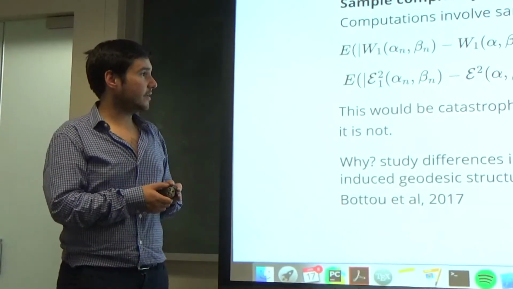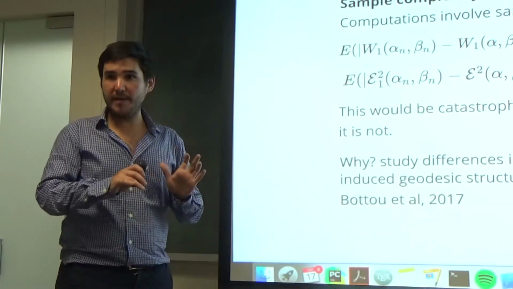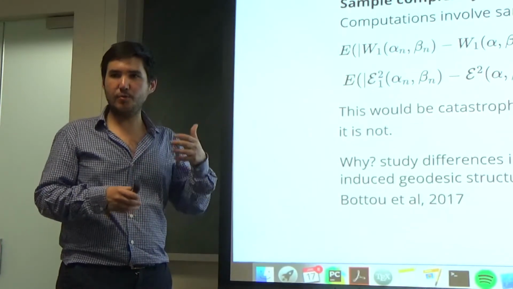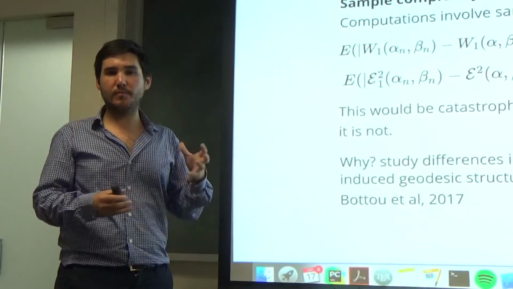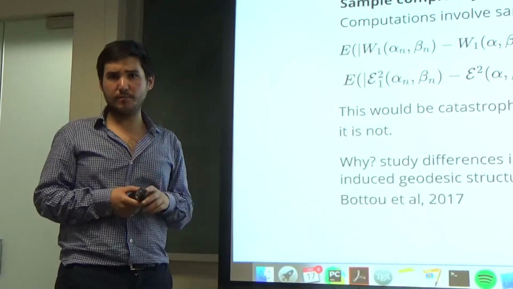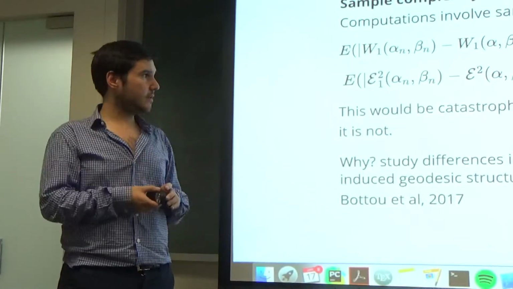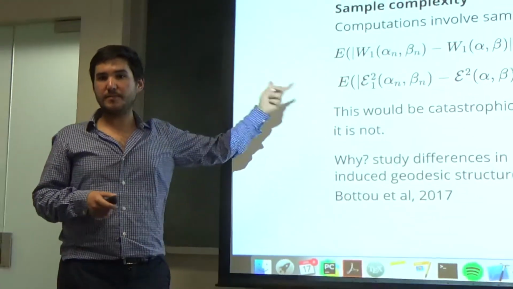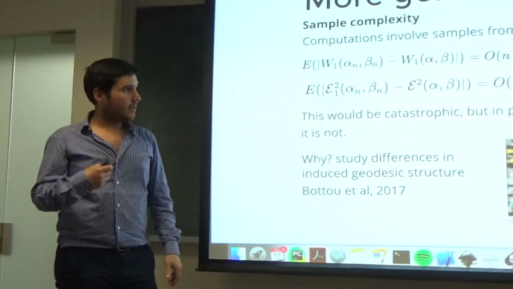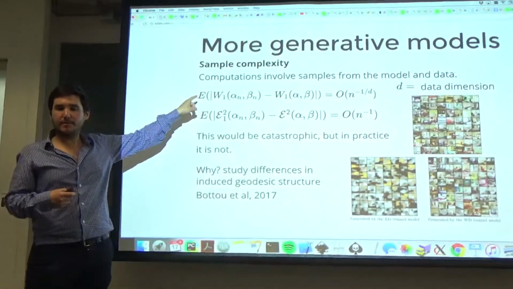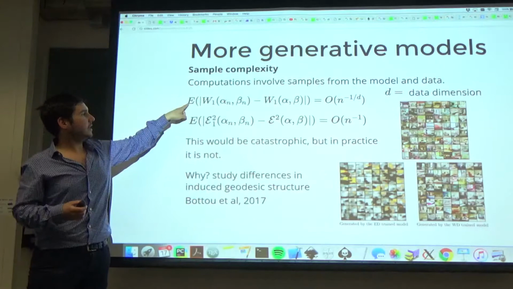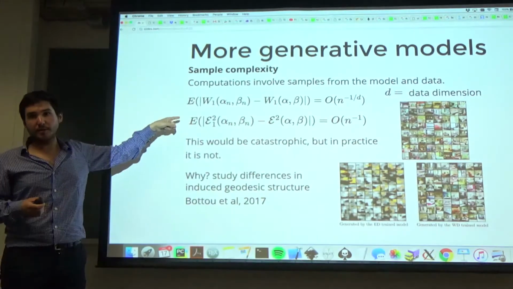And in the case of the Wasserstein distance, this is very bad. If you increase the dimension of the data, you will need a lot of samples to converge to the actual expectation based on your sampling estimate. While for the case of the energy distance, for example, that is much better. But still, the Wasserstein distance works better. So the question is, why does this distance work better than the others?